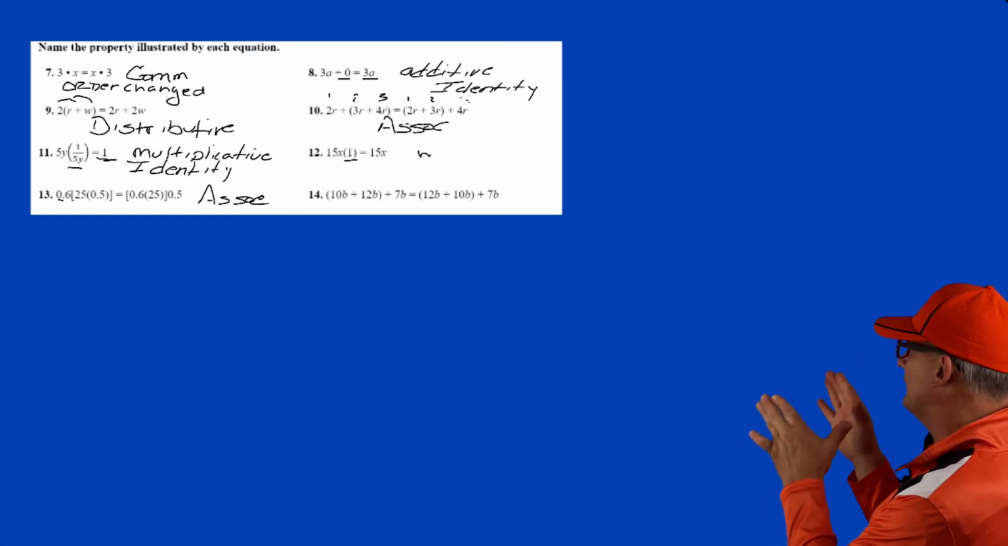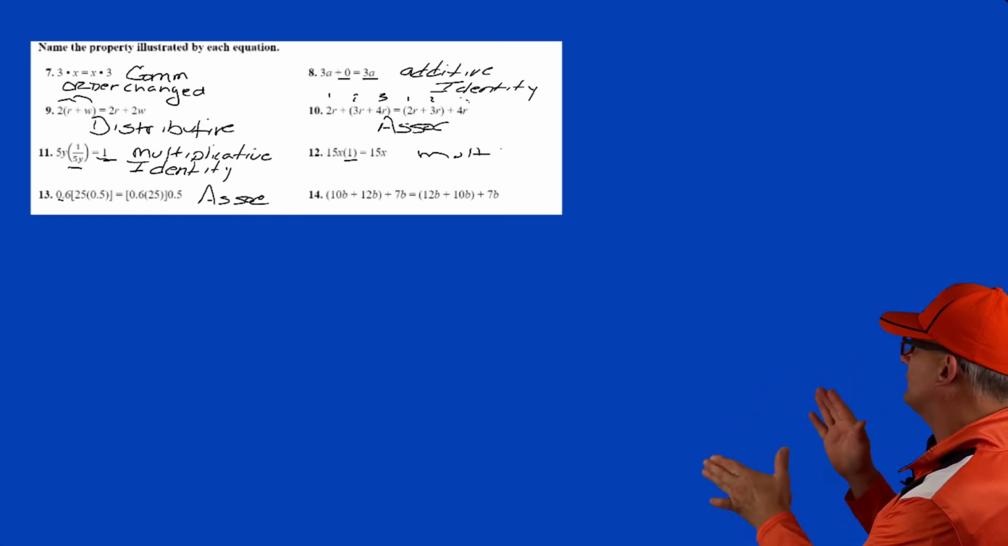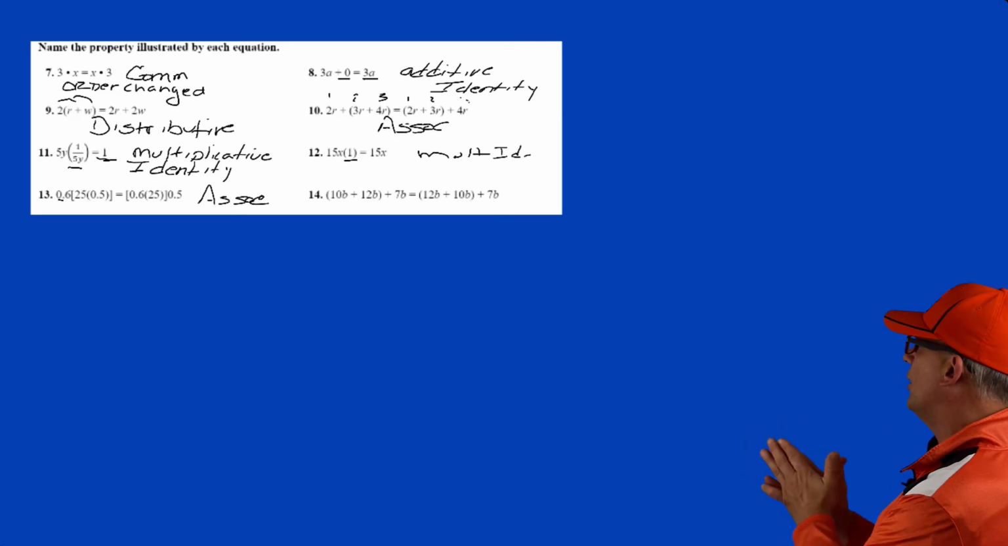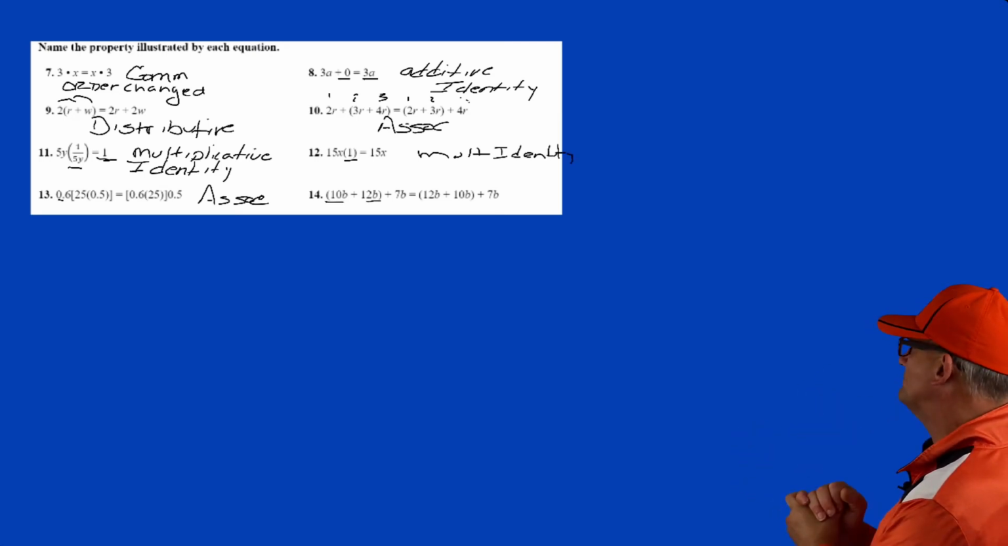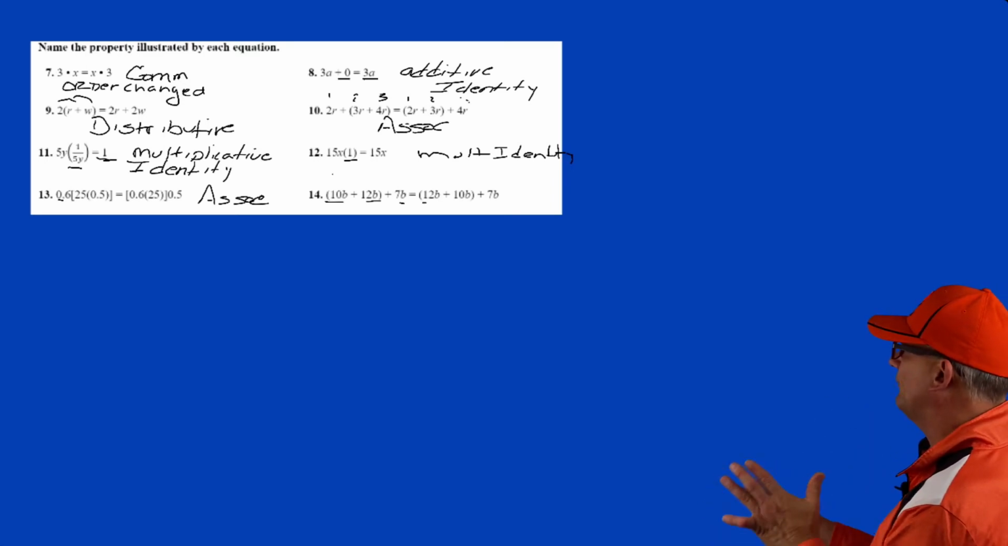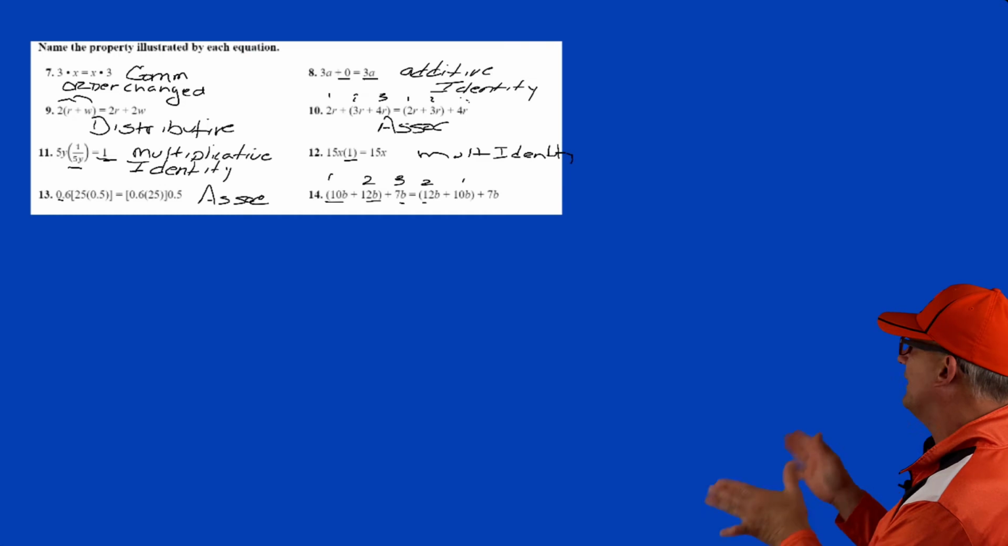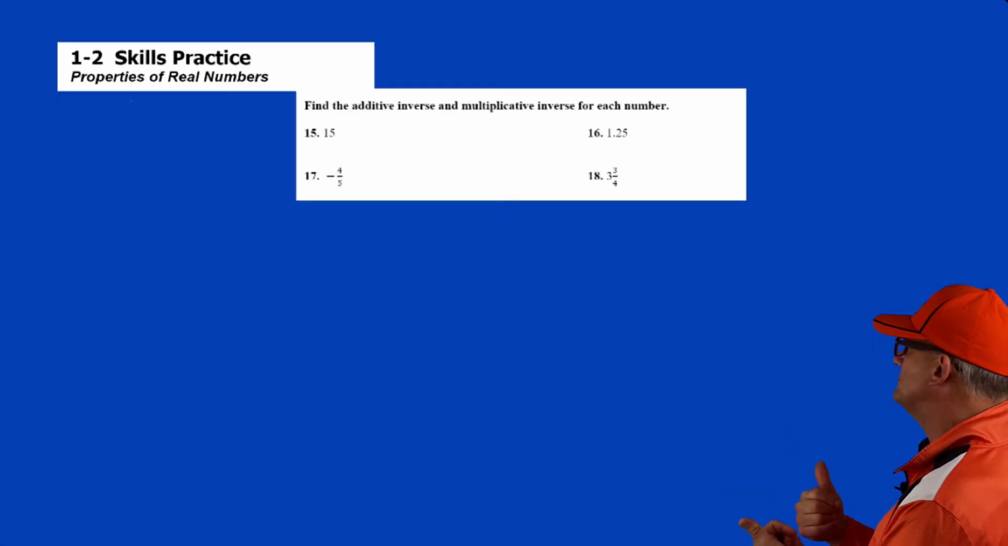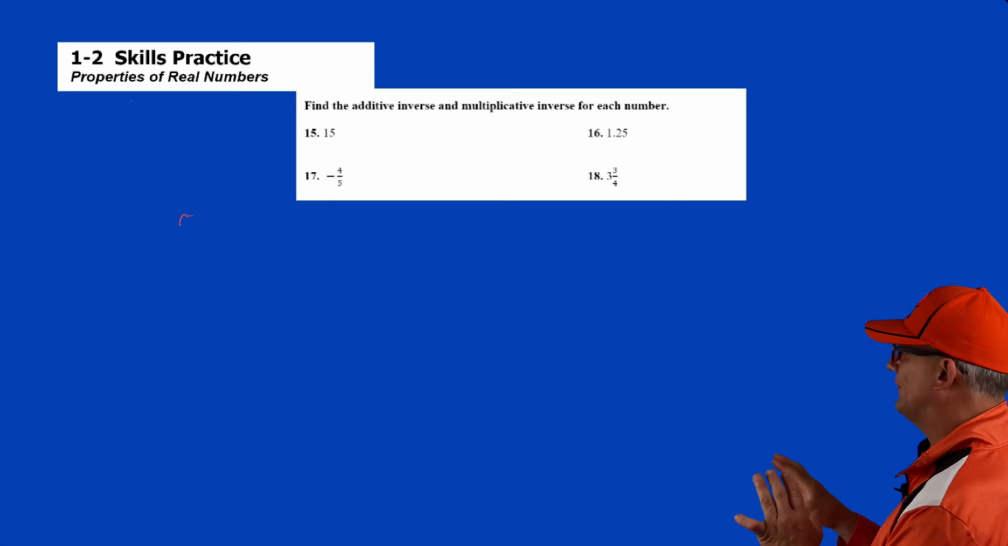Now look at number 10. Do they move the actual values? No. They move the order with parentheses, associative property. 15 times 1, anytime you're using the 1, it's multiplicative identity. And number 14, they actually rearrange the values. So that's got to be commutative, even though there's parentheses there.